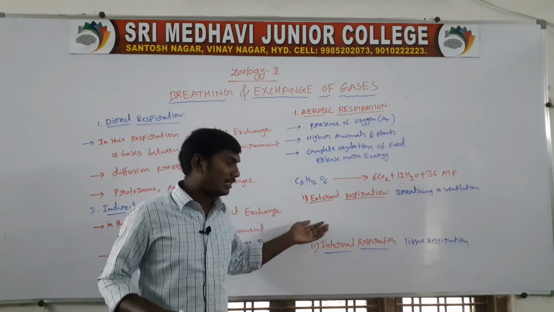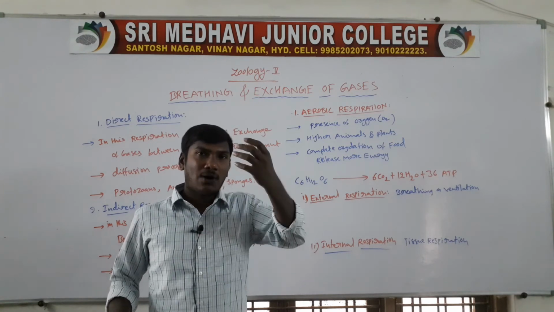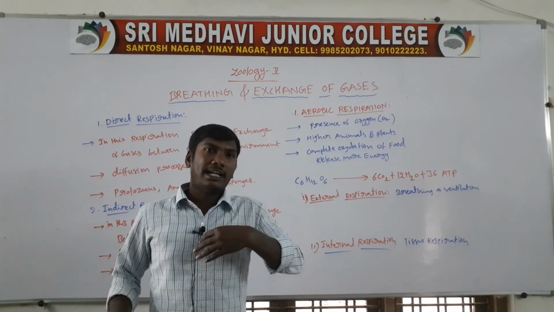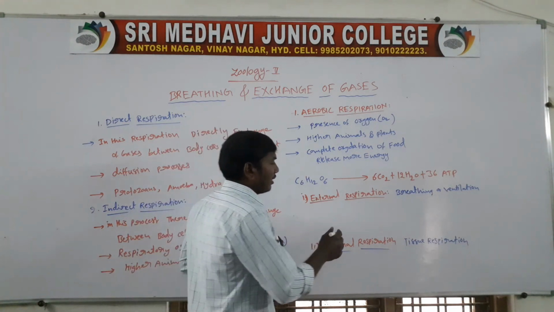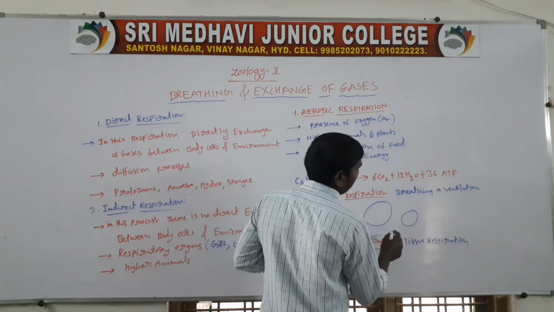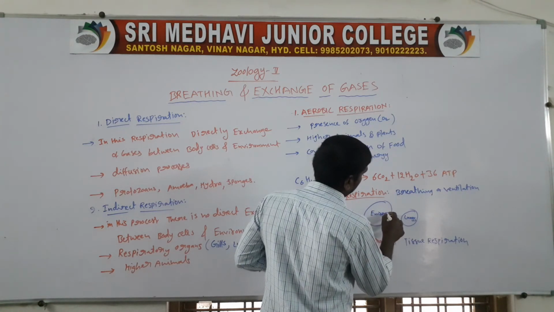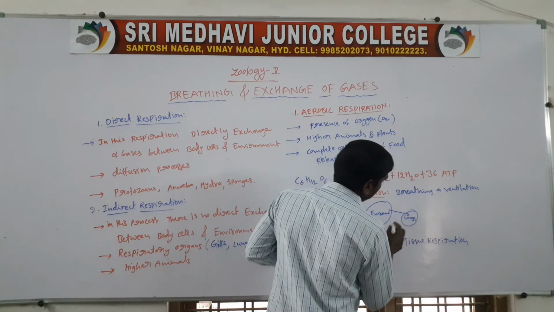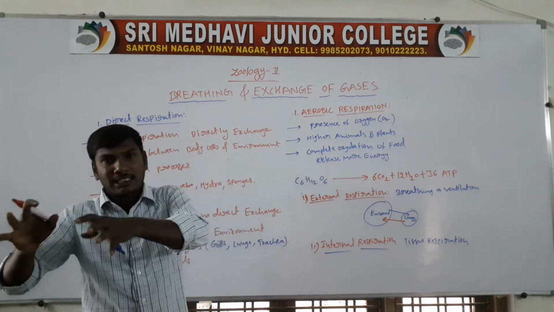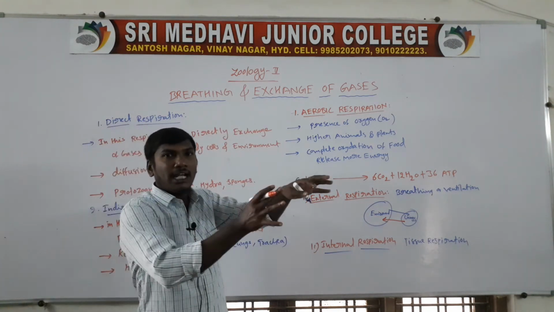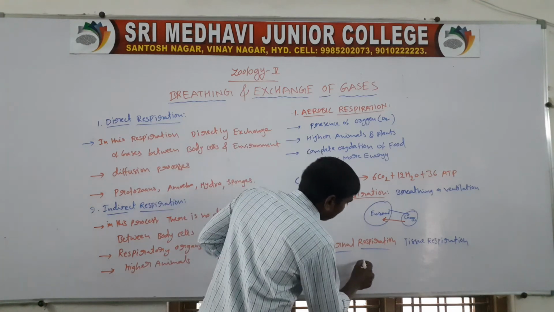So, these are external respiration and internal respiration. External respiration means air from the environment to the respiratory organs, and from the lungs back outside. Internal respiration means, for example, this is the environment and these are the lungs. The air enters from the environment to the respiratory organs, and from the respiratory organs to the environment. This respiration is called external respiration.